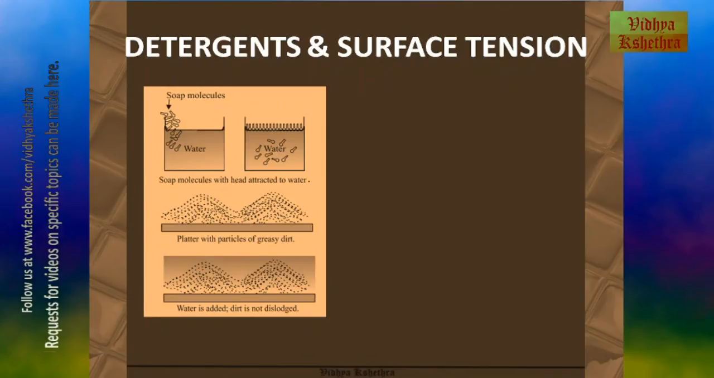Soap molecules are hairpin shaped molecules having two ends. The one end attracts to the water while the other end attracts to the dirt and oil or grease. That is, soap molecules have a hydrophobic as well as a hydrophilic end. The hydrophilic end is the end which attracts water, while the hydrophobic end attracts to dirt.